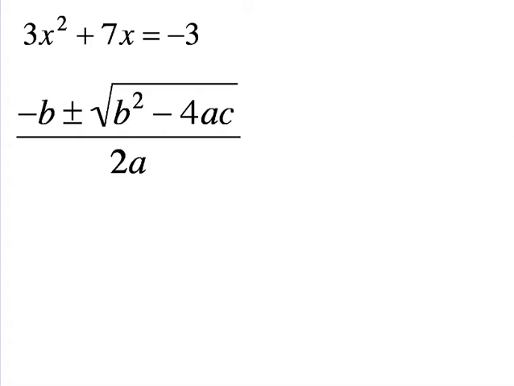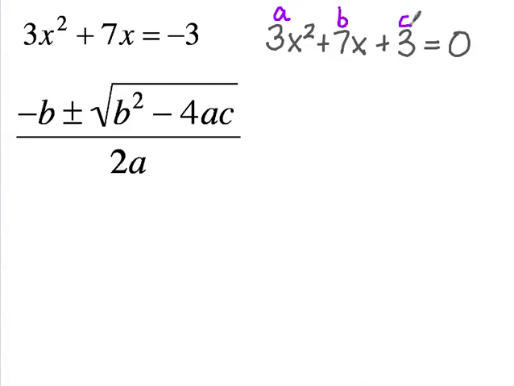Okay, so what do I need to do in this problem? I need to move that 3 over. So really it's 3x squared plus 7x plus 3 equals 0. Okay, because everything has to be on one side. Now a little bit about x squared. It can be negative. Okay, the other thing is it doesn't have to be 1. So that's what's nice about the quadratic formula. Here's a, b, and c.